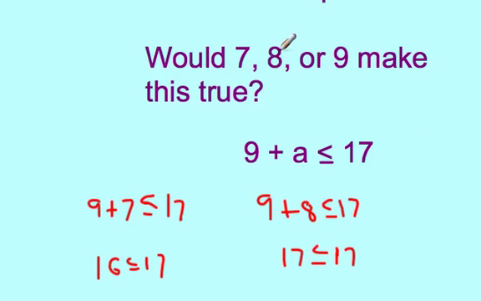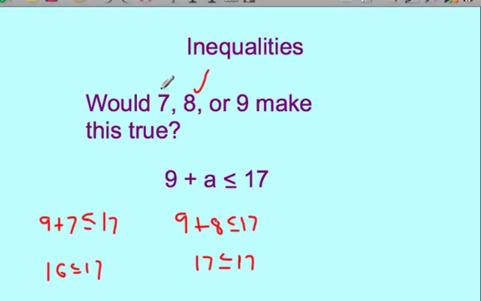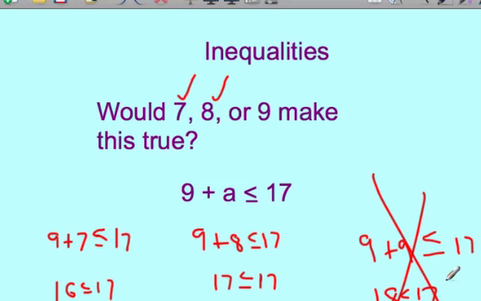So in this case, 8 would be something that makes it true. 7 would be something that makes it true. The only thing that wouldn't make this statement true is 9 plus 9. Because 9 plus 9 is not less than 17 or equal to 17. It's more than 17. So that is not true. Alright. One more problem I just want to look at.